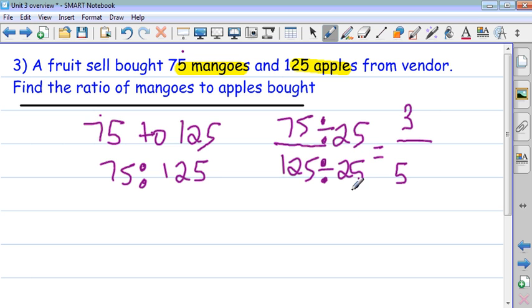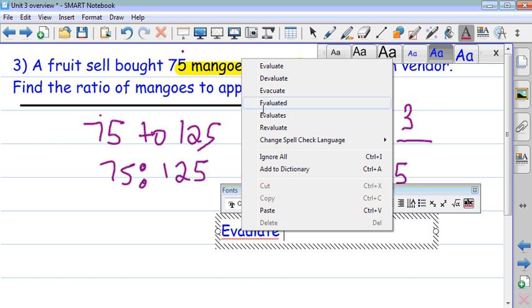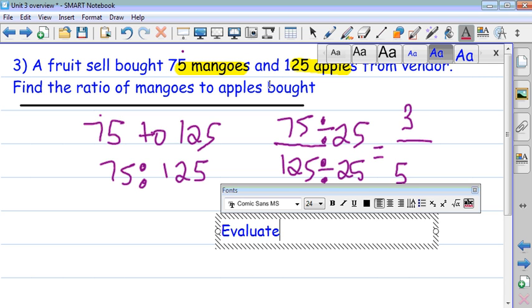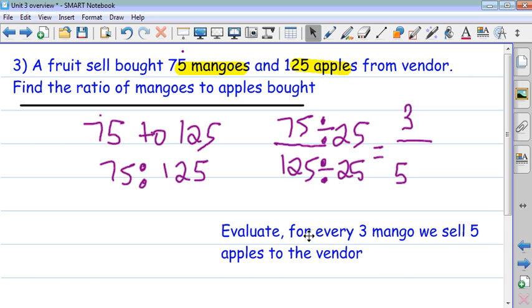So what we're going to have is this. Our evaluate is going to look like this. Our evaluate is going to be for every free mango we sell, 5 apples to the vendor. So again, make sure that you write this down.